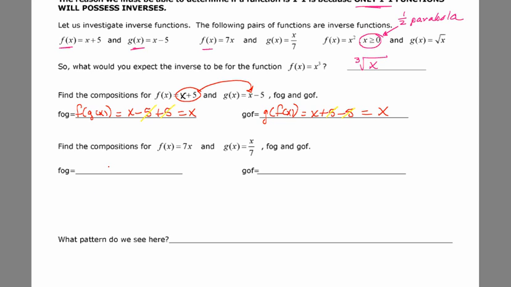Let's see if it happens on this one. F circle g is f parenthesis g parenthesis x, which means the g is going to go inside the f.